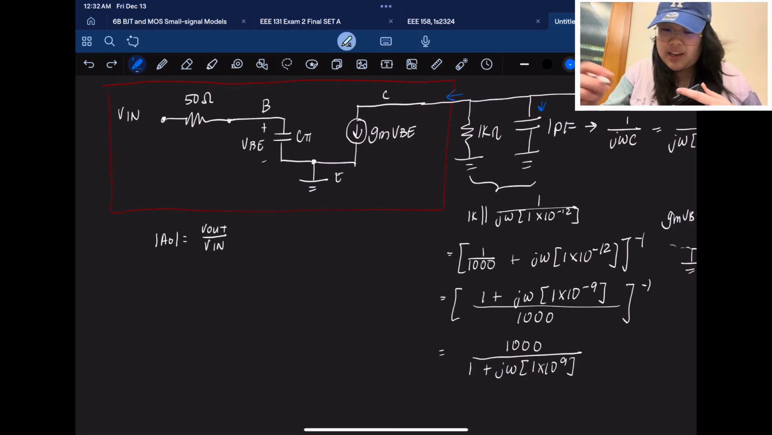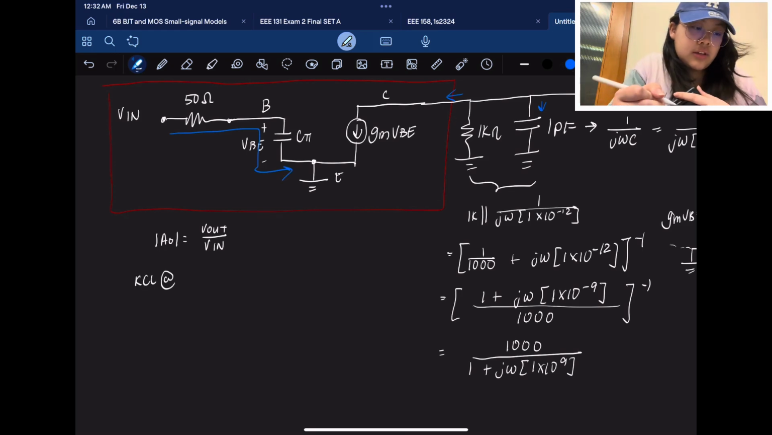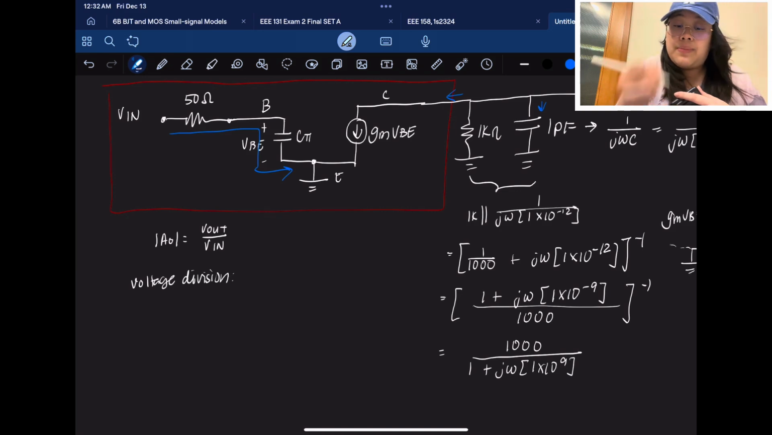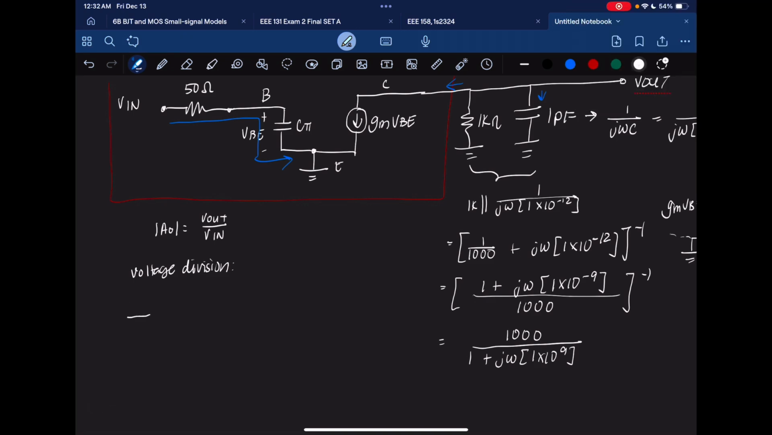So we do another KCL here. Another KCL at this segment. KCL at... no, my bad. Voltage division for VBE. Yeah, right, VBE. Again, there's a resistor, there's a capacitor, then ground.